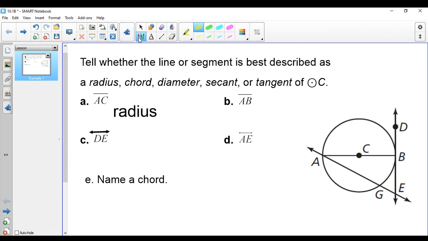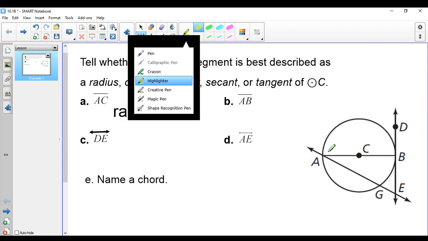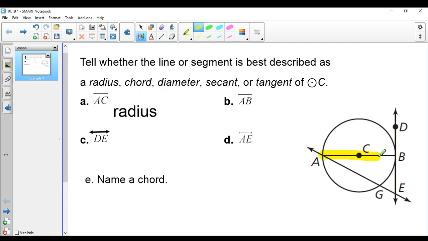All right, so letter B is asking about segment AB. So to find segment AB, we know that it goes from A all the way to B. And notice that segment AB does go through point C. So if we have a segment that connects point A and point B on the circle, but also goes through point C at the center of the circle, that means that AB is a diameter.